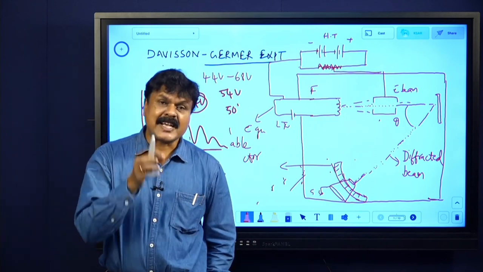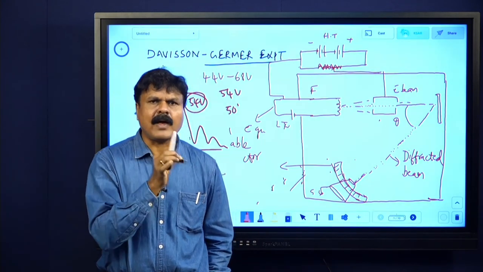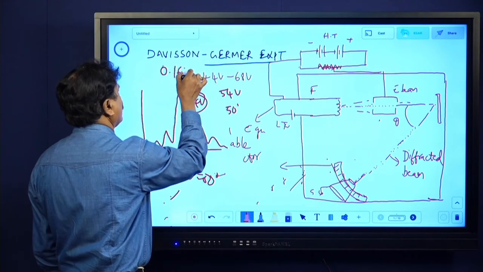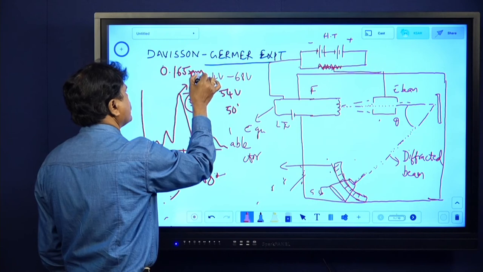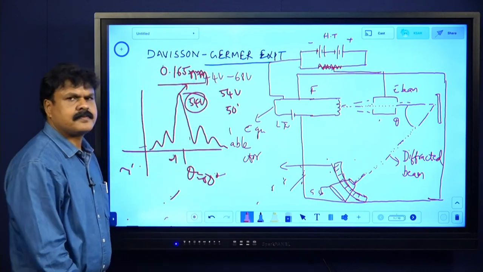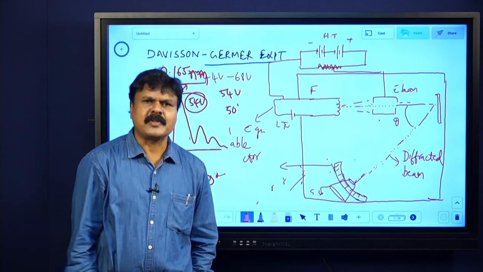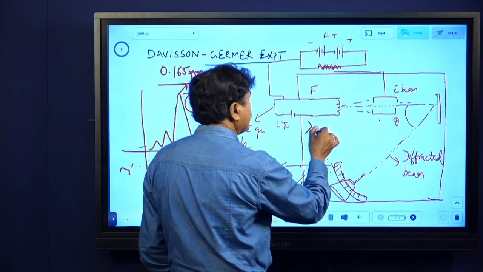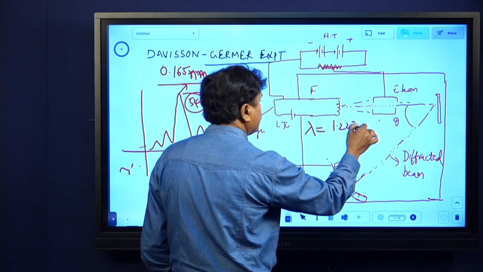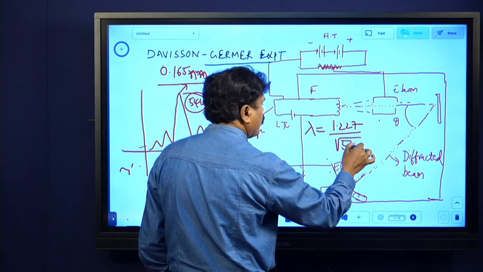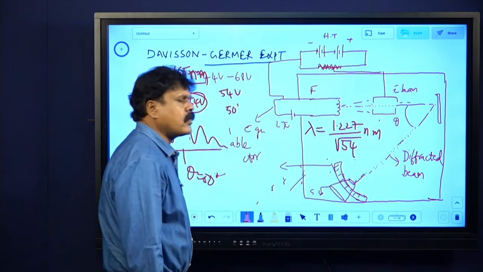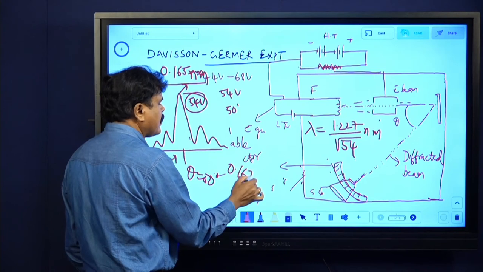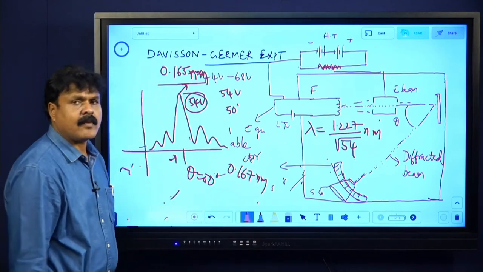And again from the Davisson-Germer experiment, the experimental value they have calculated. Experimental value, they got it as 0.165 nanometer. What is this? Wavelength associated with electron. You got it as 0.165 nanometer. Then already de Broglie theoretically had given one formula. Already from that we got this 1.227 divided by root V, root 54 nanometer. It is nanometer. You calculate this. If you calculate this, you will get answer as 0.167 nanometer.